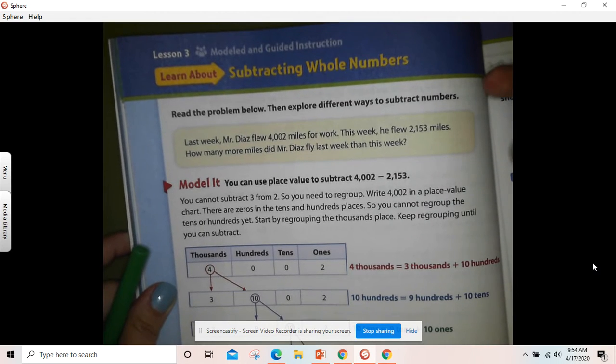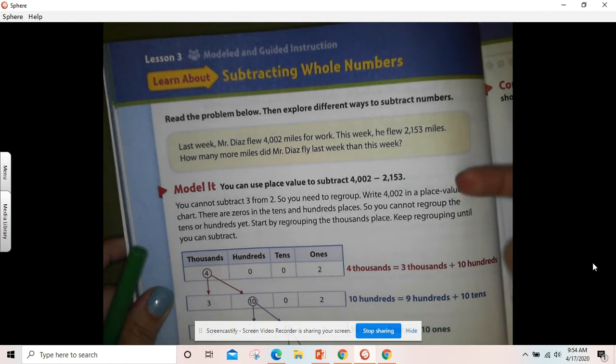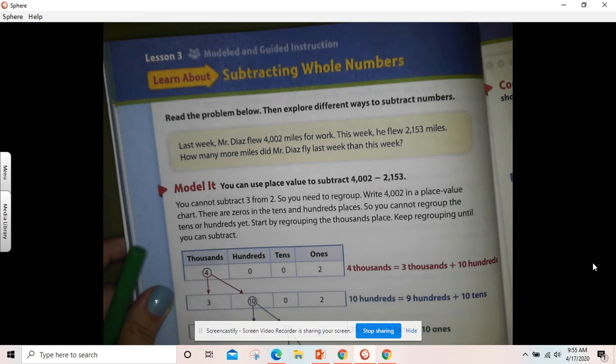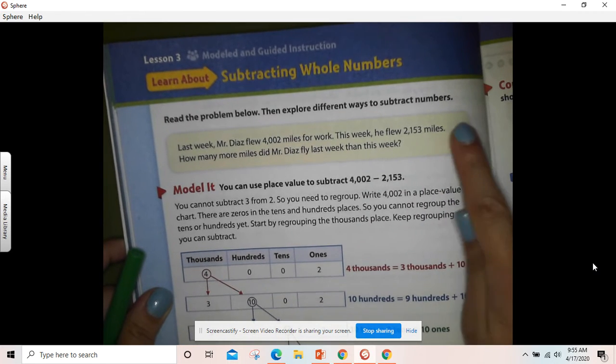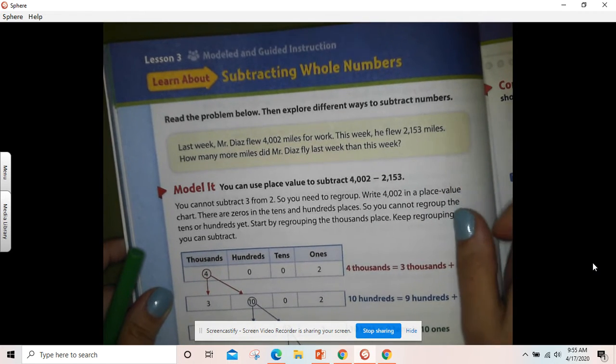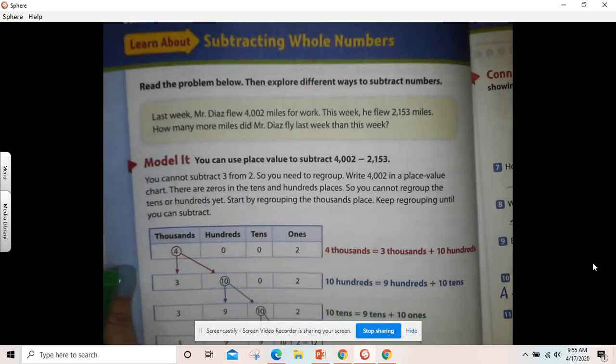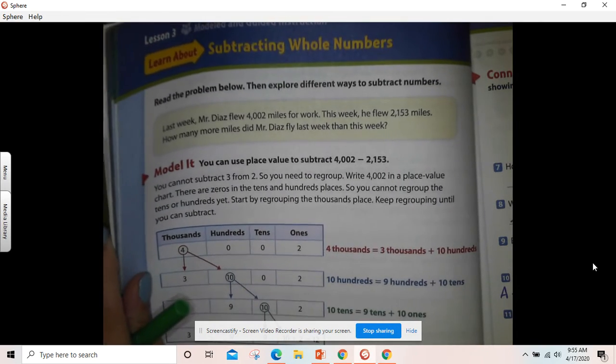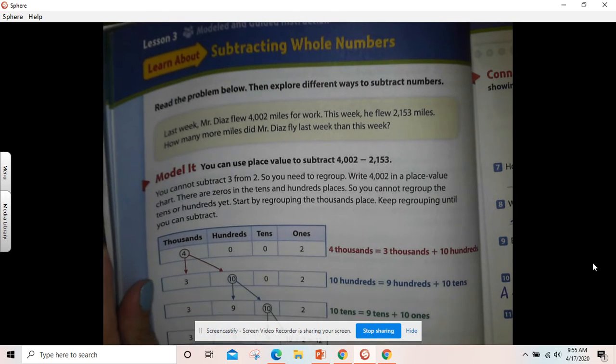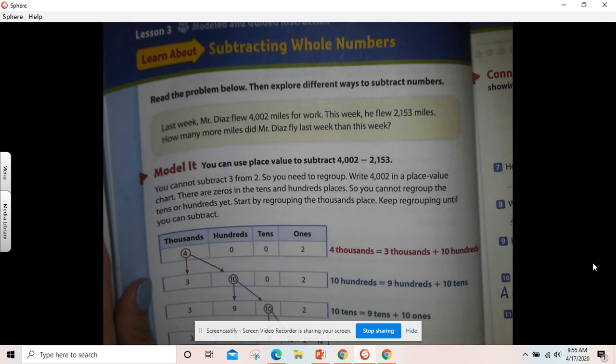So what I want you to do is read over page 20 and really focus on the model and the question we've asked you. And then I want you to work through numbers 7 through 11 on the next page. So go ahead and pause and do that now.